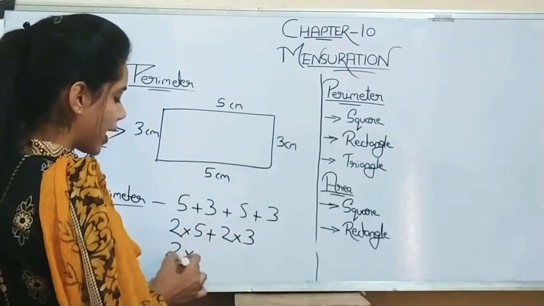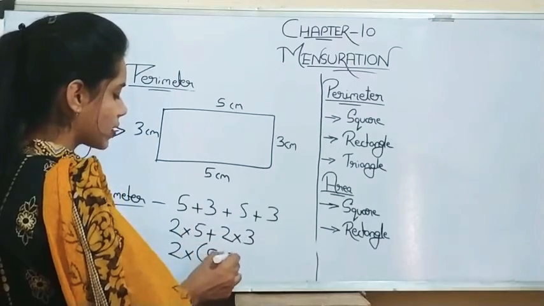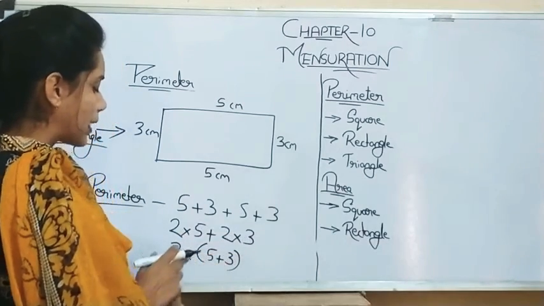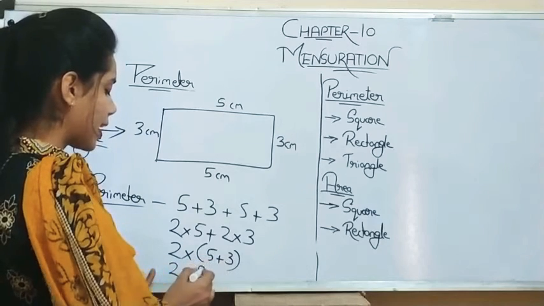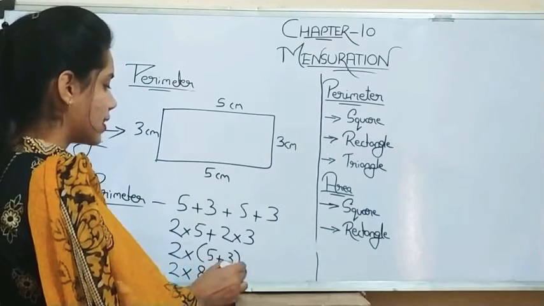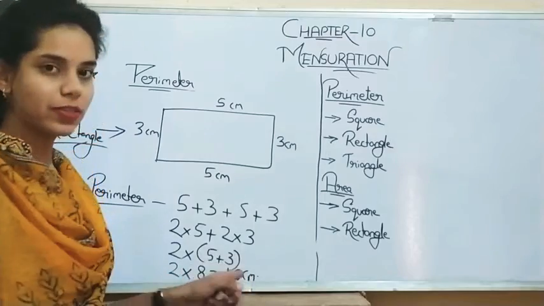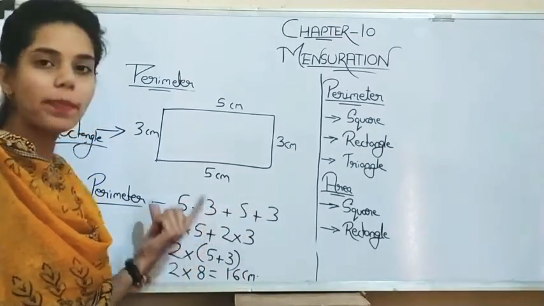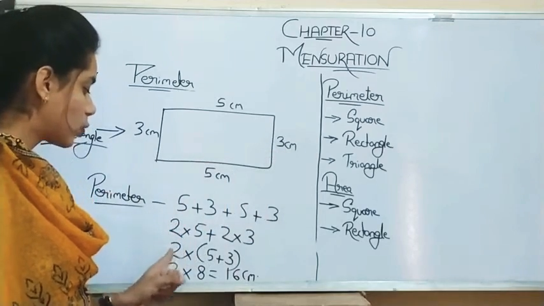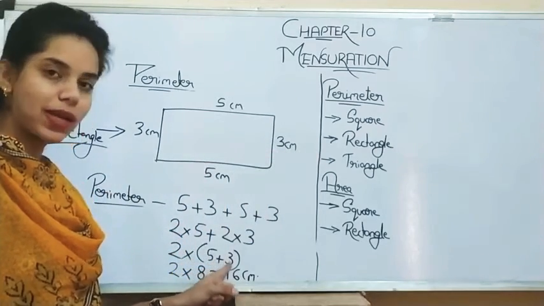So what will you get actually? 2 multiplied by 5 plus 3. What will you get? 5 plus 3, 8. 2 times 8, 16 centimeter. So this will be your answer. So what do we actually get? The formula for perimeter of rectangle: 2 multiplied by length plus breadth.